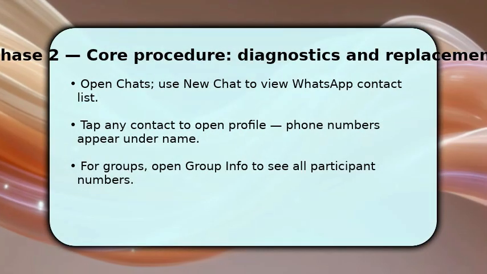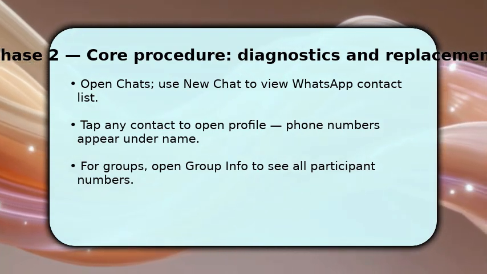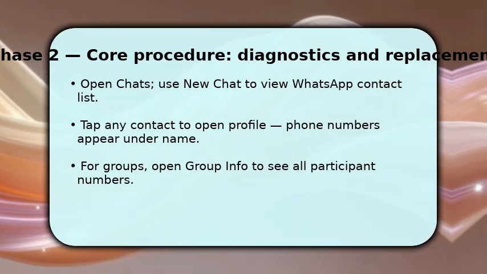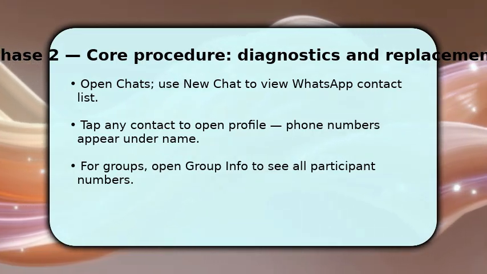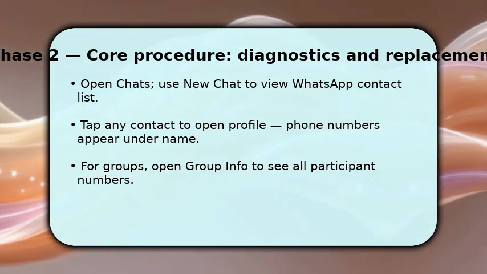Now you'll look inside the app to reveal numbers. Tap Chats, then New Chat to load the WhatsApp contact list. This displays every synced contact that has WhatsApp. Tap a contact to open their profile. You'll see the phone number beneath the display name, and you can long press to copy it.